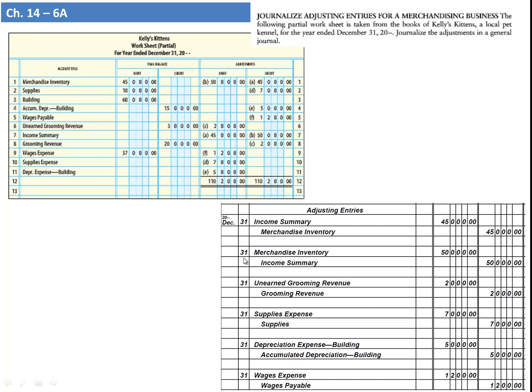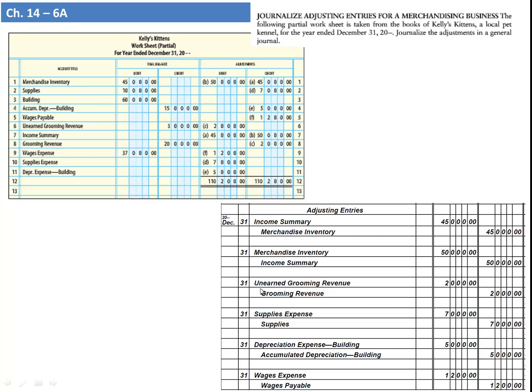So the first two adjusting entries we have to make in a merchandising company are to remove the beginning inventory, because this beginning inventory of $45,000 is no longer accurate. So we take it out of merchandise inventory and put it into income summary, and then we enter our new merchandise inventory, which is $50,000. So we debit merchandise inventory and credit income summary. So our balance in merchandise inventory now becomes the correct ending balance of $50,000.